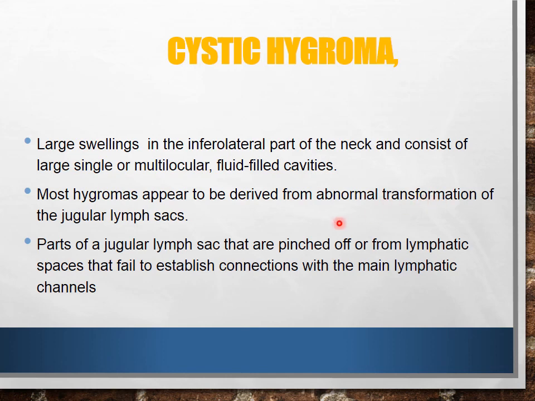So most hygromas are derived from abnormal transformation of the jugular lymph sacs, you must remember, and that is the main cause, and mostly they appear as large swellings along the inferior lateral part of the neck. So that is a very important point you must remember. So this is the only anomaly associated with the development of the lymphatic system.